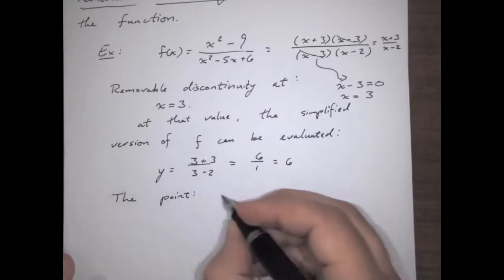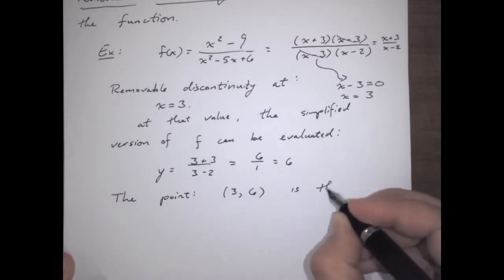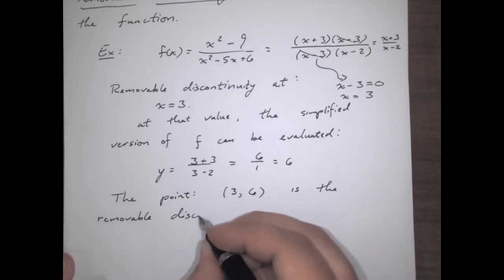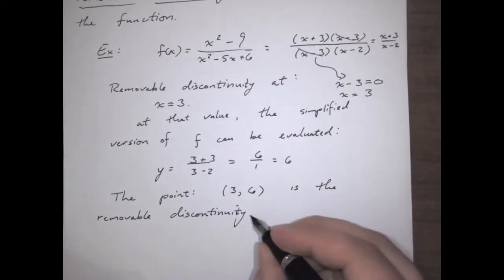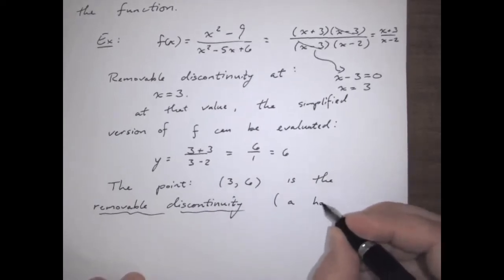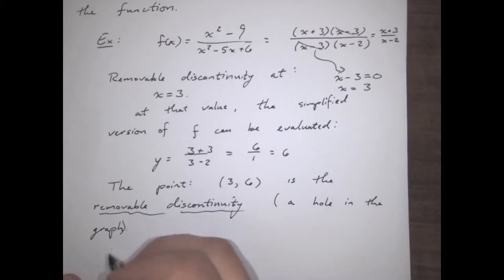So the point, which had an x-coordinate of 3 and 6, is the removable discontinuity, which means, in other words, there's a little hole in the graph. And we'll look at what that means on Desmos in a second, when we get around to looking at what the other features of a rational function all look like.